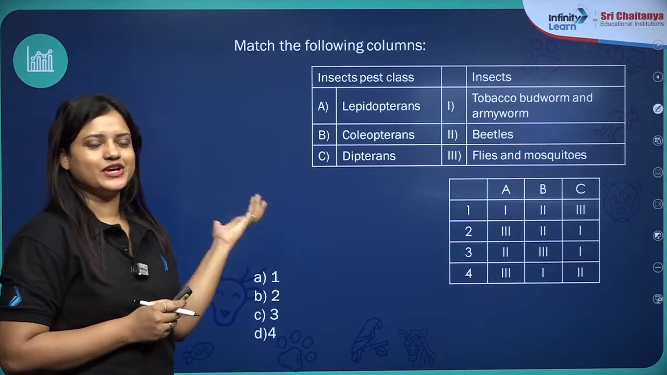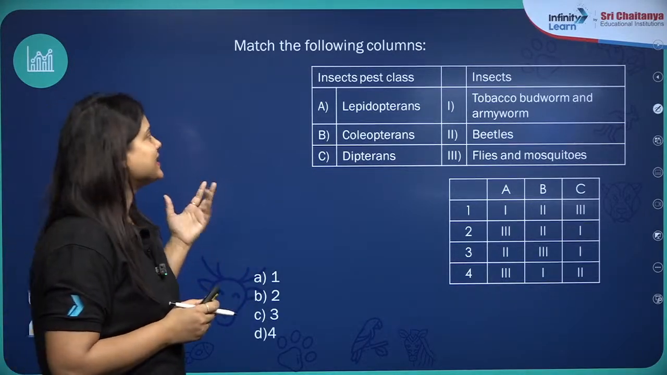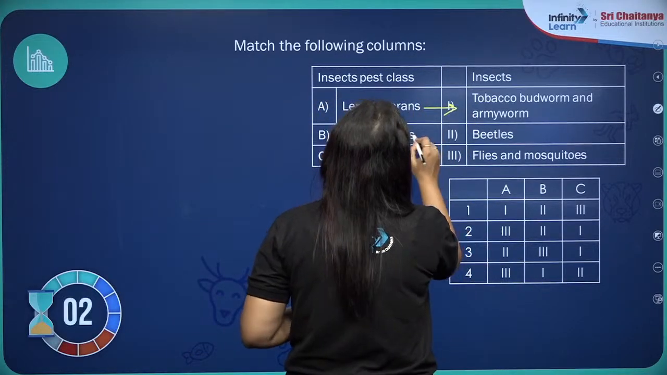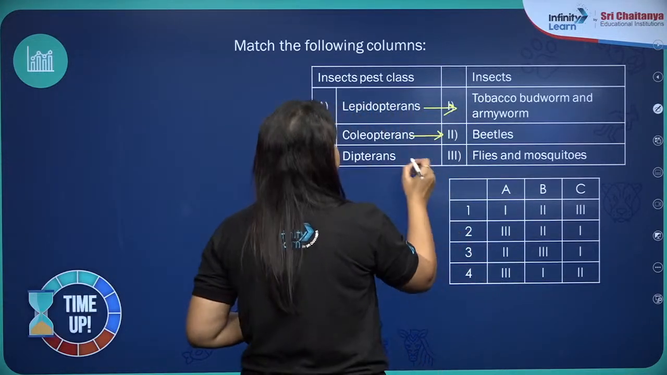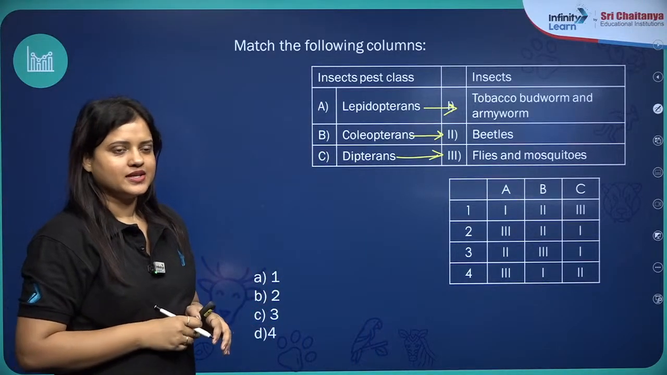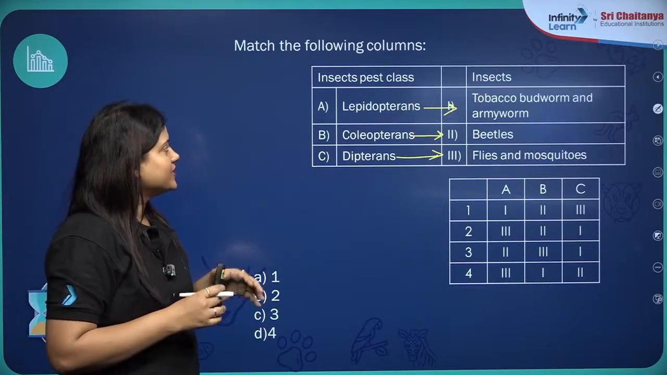So it is also a straightforward question from NCERT itself. Here Lepidopterans is tobacco budworm and armyworm. Coleopterans include beetles. Dipterans include flies and mosquitoes. Yes, you are right.